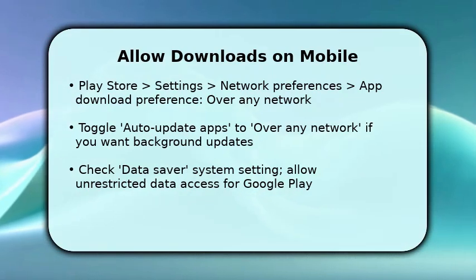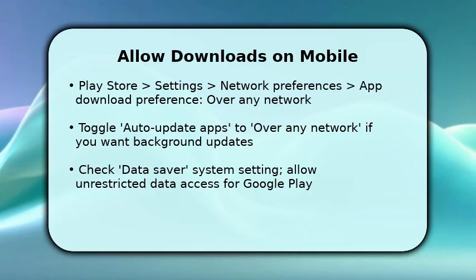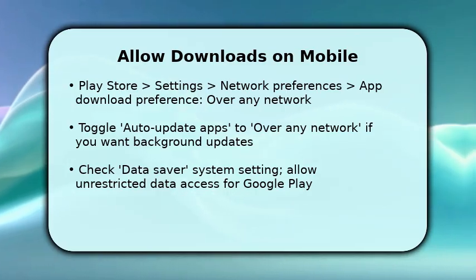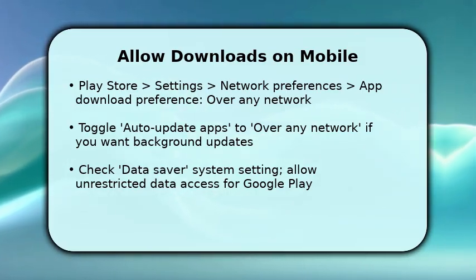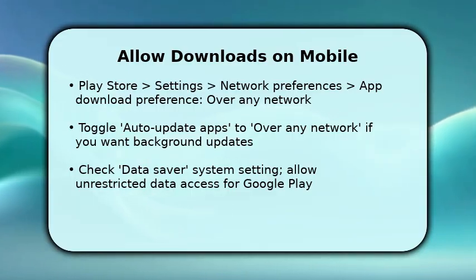Now configure the Play Store to use mobile data. Open Settings, go to Network Preferences, and set app download preference to over any network so installs and updates will proceed. Next, if you want auto updates on cellular, set auto update apps to over any network. Otherwise, select Ask Every Time.